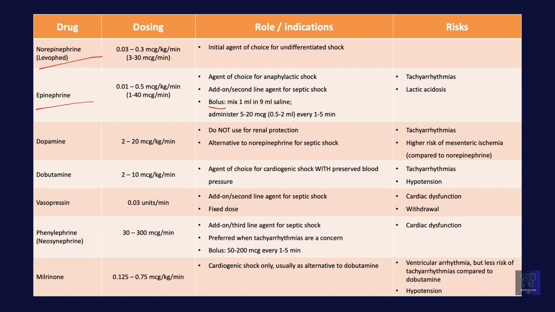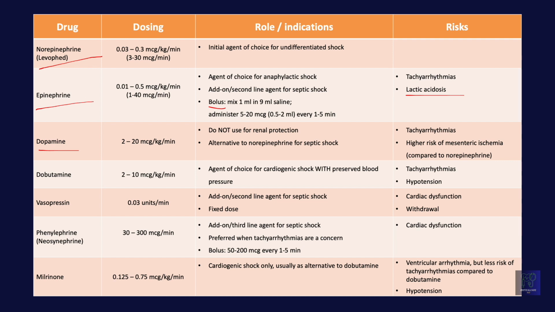The main risks with epinephrine are tachyarrhythmias due to intense beta 1 stimulation and also lactic acidosis. This happens via aerobic glycolysis in the skeletal muscle induced by epinephrine. Moving on to dopamine, because at low doses, dopamine causes renal vasodilation.